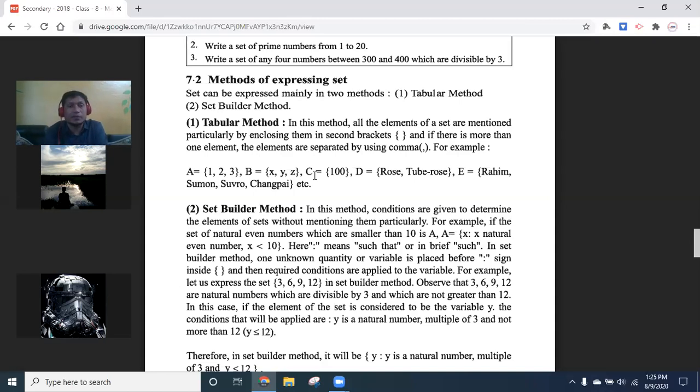But I told you the set A is equal to the set of English vowels. In this case, it will be the set builder method. So we can say the set builder method is the method where the nature or the character of the elements is given. The individual elements are not given. Here you can see an example is given: the set of natural even numbers which are smaller than 10.